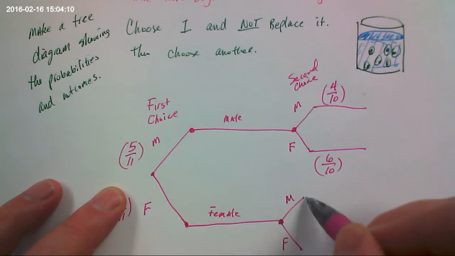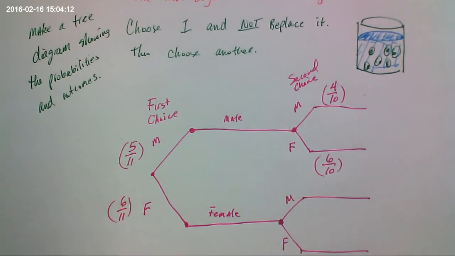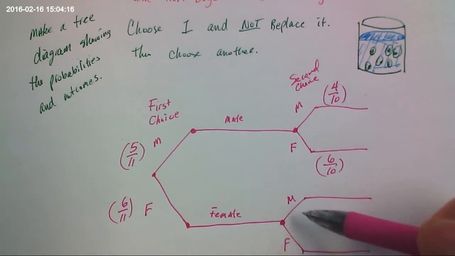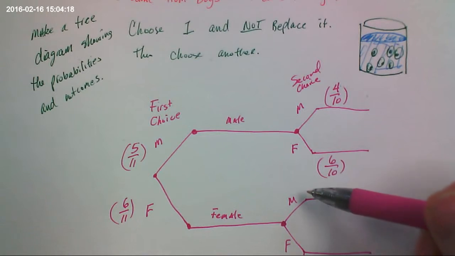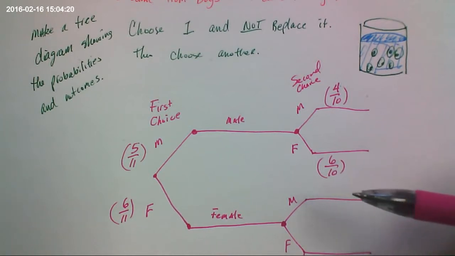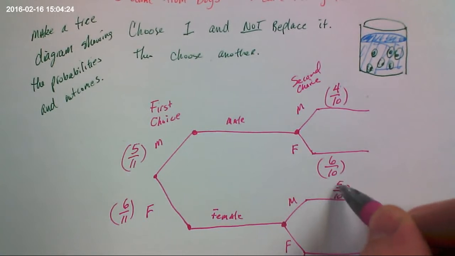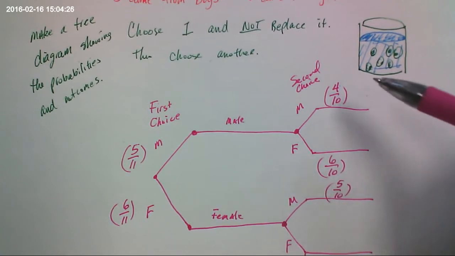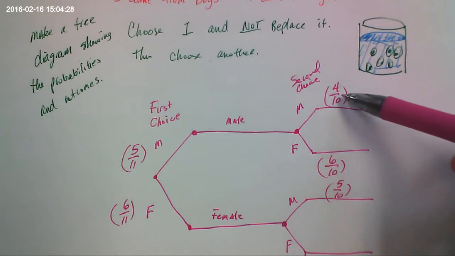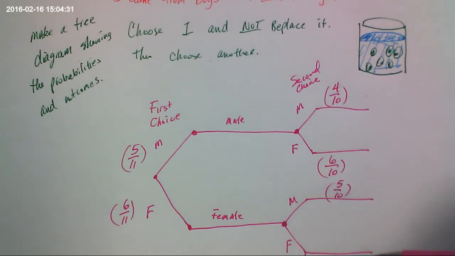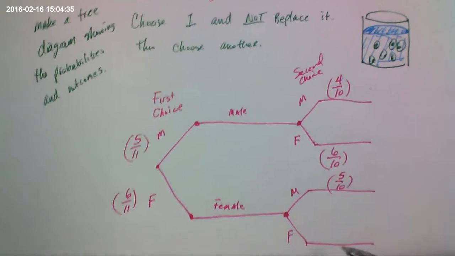Male, female. All right. What's the probability that if the first one was female, the second one was male? 5 out of 10. 1/2. 5 out of 10. Do you see why, a lot of times with probability, it makes sense not to reduce? You see all the denominators are all the same over here? Makes it easy. Okay, and what's the probability here?